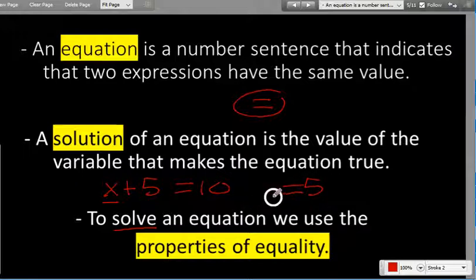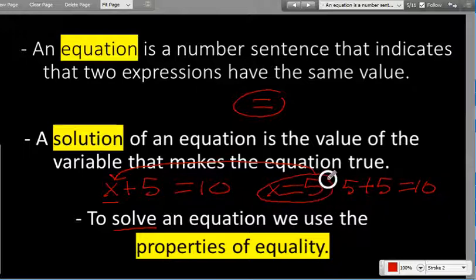And that's because if we plug 5 in for the x in this equation, 5 is what makes the equation true. We know that 5 plus 5 equals 10. Okay, so 5 is our solution. 5 is the value of the variable that makes the equation true. So when we are solving equations, we have to remember to follow the properties of equality. And we're going to talk about those on the next slide.